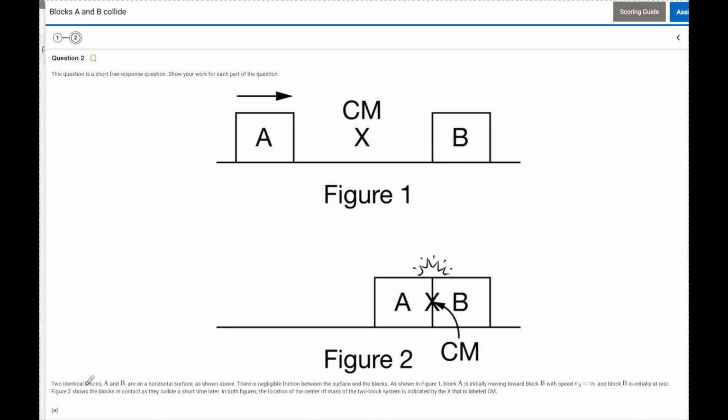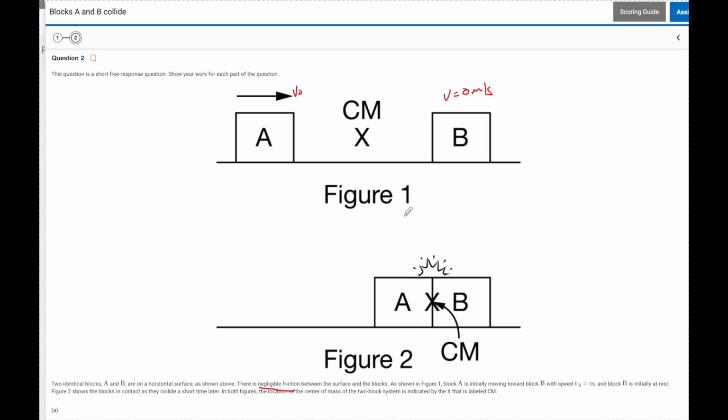First, let's look at the facts of the case. We have two identical blocks on a horizontal surface. There's negligible friction between the surface and the blocks, which is always good news. They are moving towards one another: block A has speed V0, and block B is initially at rest, V equals 0 meters per second, and they have identical masses. In both figures, the location of the center of mass is identical to where X is. So this is going to be the center of mass for this entire system. And then they're going to use these two figures right here to answer part A.